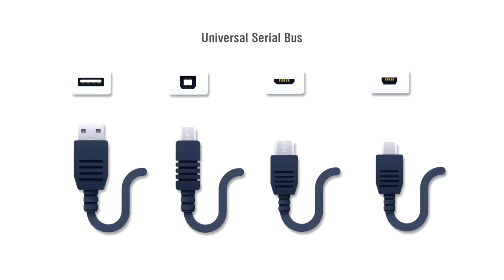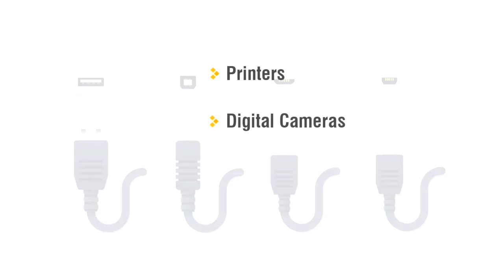Computers use a variety of interfaces to connect external devices. In this video, we'll learn about some of the most common types of ports, connectors, and wireless methods for connecting devices. The most commonly used type of connector is the Universal Serial Bus, or USB connector. USB allows you to connect a variety of external devices, including printers, digital cameras, external hard drives, and smartphones.